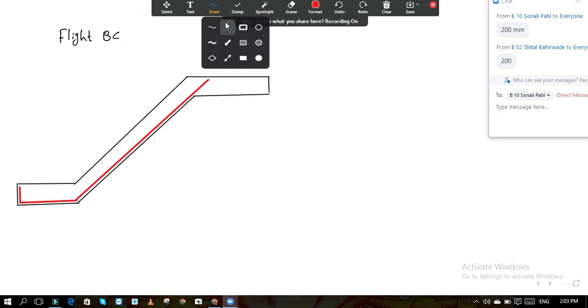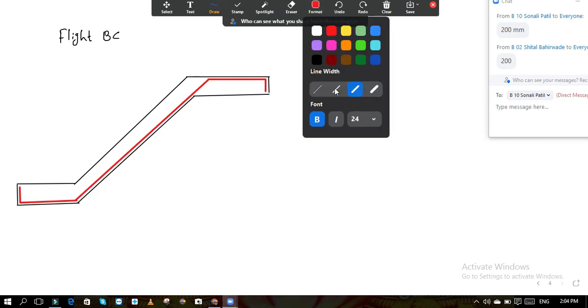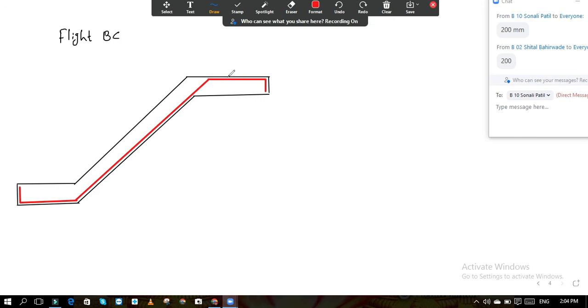In flight, we are talking about flight BC, up to the clear cover, and then it is again moving down for the anchorage purpose. Okay, this is your main steel bar. I can say this bar is about 10 mm diameter, about 110 mm center to center. This is my main bar.